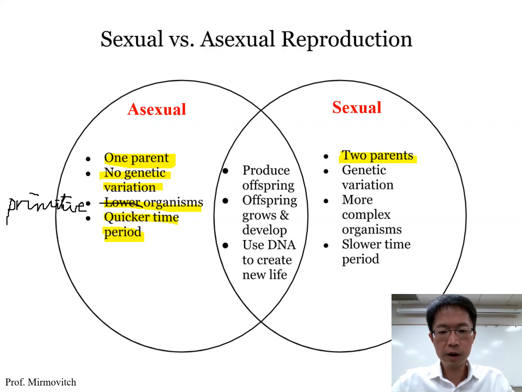For sexual reproduction, you need two parents. At least they must be opposite gender. Because you need two parents, they can be from totally different genetic backgrounds. Then it gives you genetic variation. Genetic variation is very important for survival. We kind of covered it during the evolution.